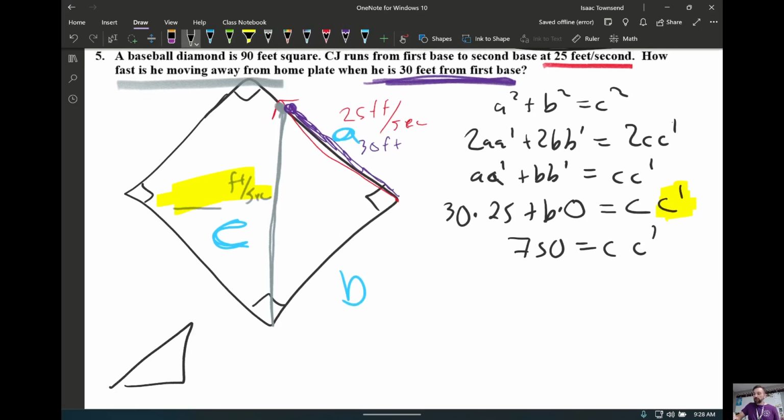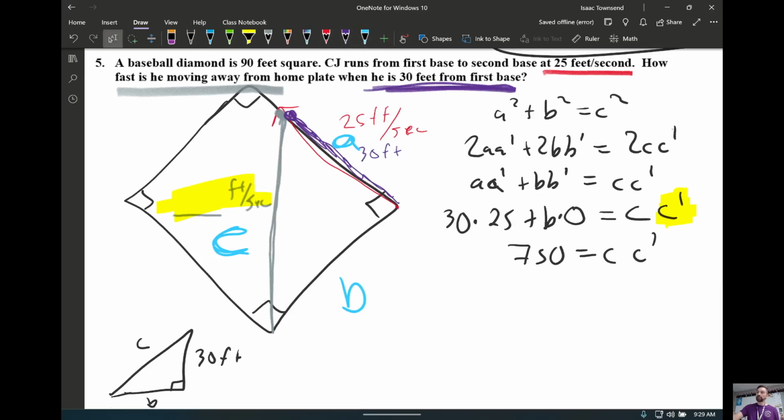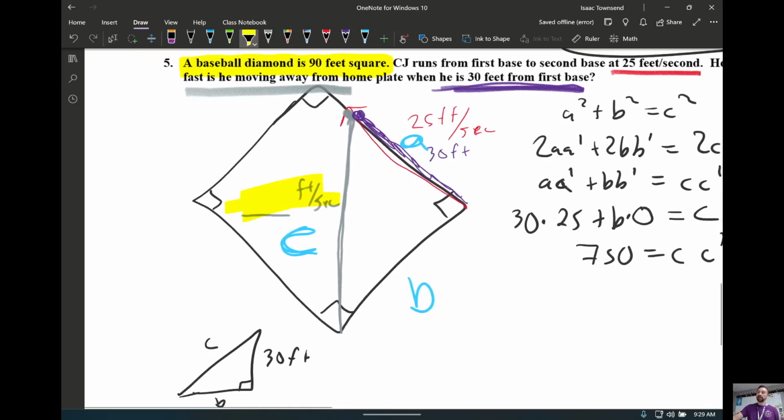So notice we have the right triangle in this problem. We know this length is 30 feet. I don't know this length, I don't know this length, so that's a problem. Since I've underlined everything, it's a little easier for me to see. I never used this. A baseball diamond is 90 square feet. How is that supposed to help me know the length of B or C?